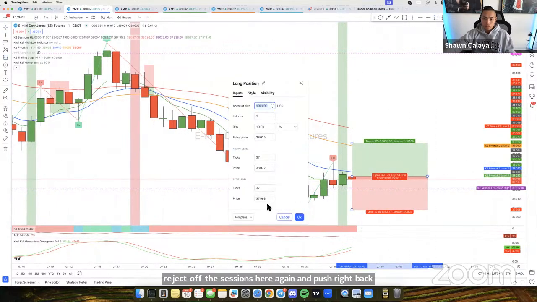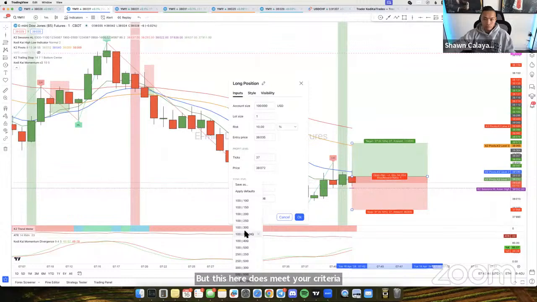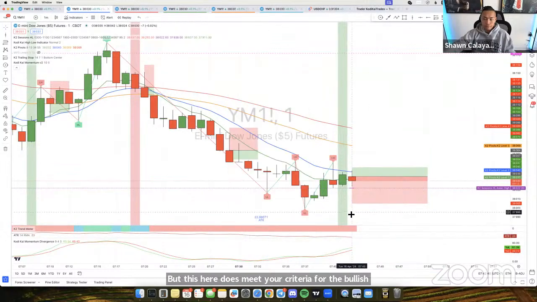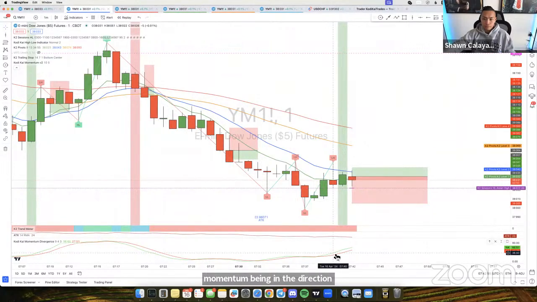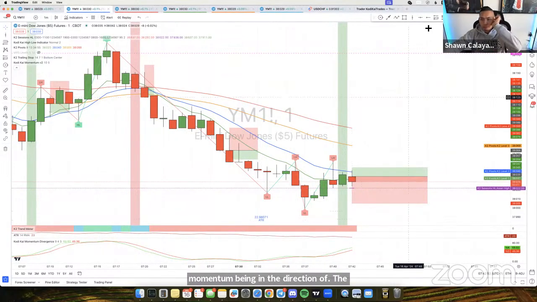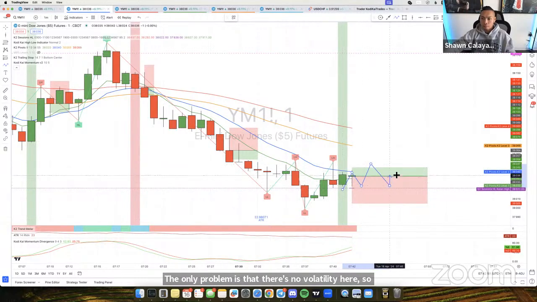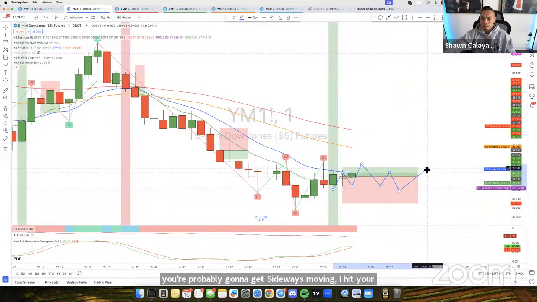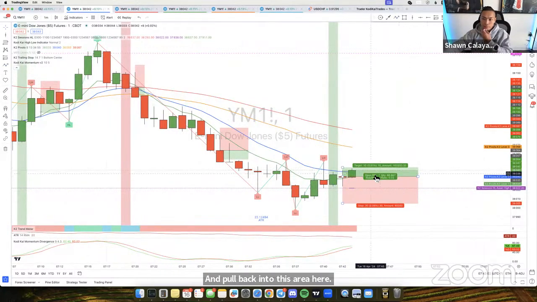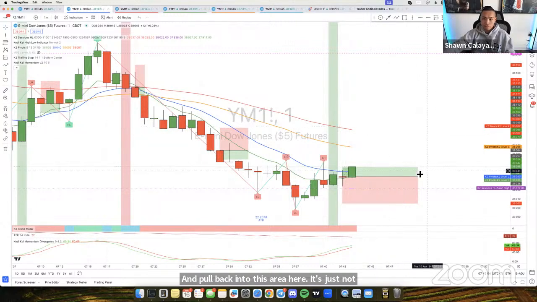But this here does meet your criteria for the bullish momentum being in the direction of the divergence. The only problem is that there's no volatility here, so you're probably going to get sideways movement, probably hit your TP, and then pull back into this area here. It's just not something I would personally mess with. And it looks like it's about to hit TP right there, full TP.